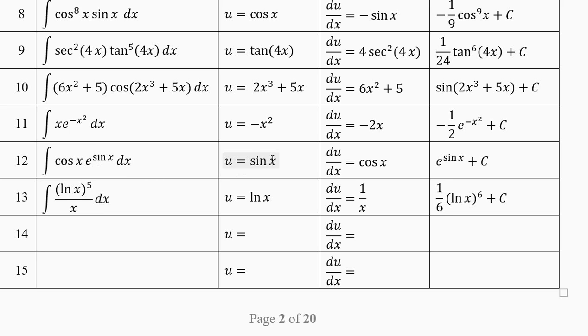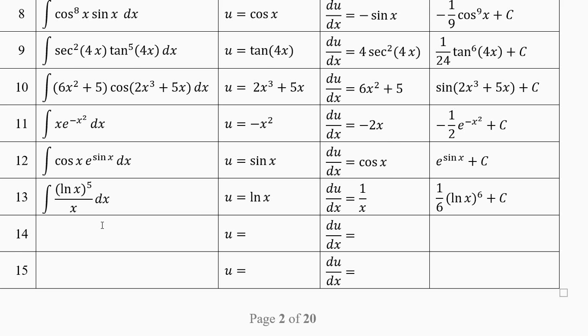12th example, cosine x exponential sine x. Put u equal to sine x, you will get the derivative is cosine x, which is present in the question. So you have e power u du dx. And your answer will be e power u, which is e power sine x. See, in the last step, you have to put back the x in all the questions.